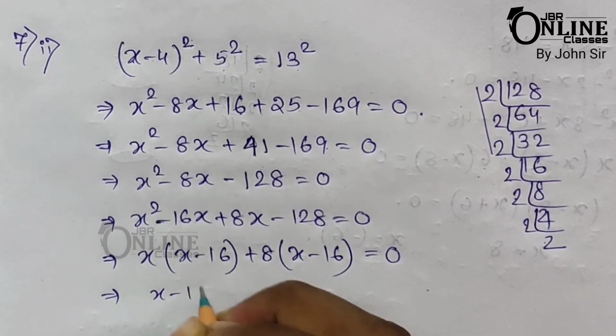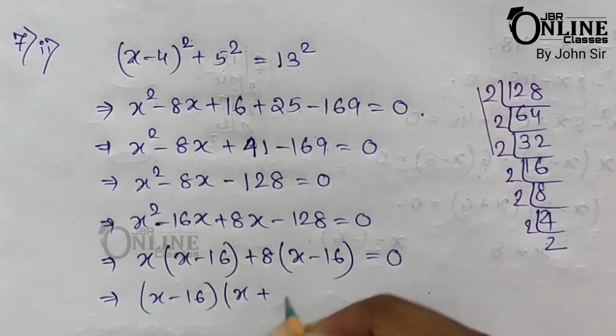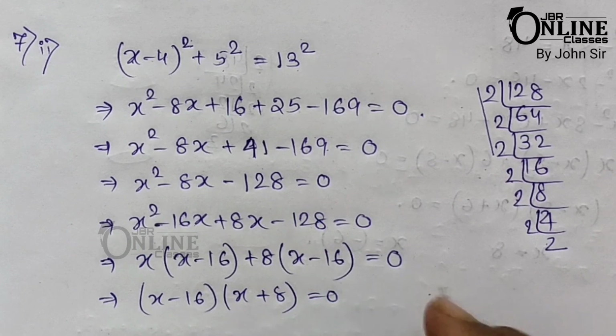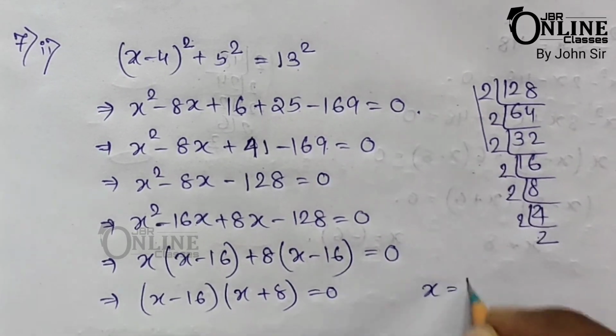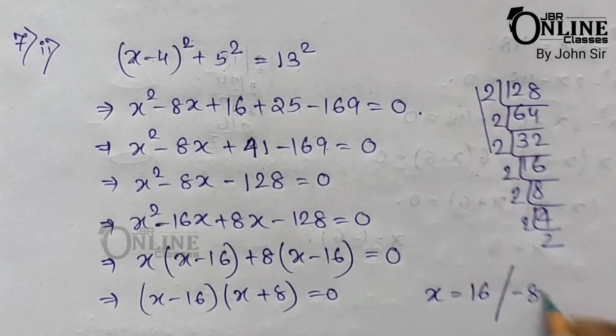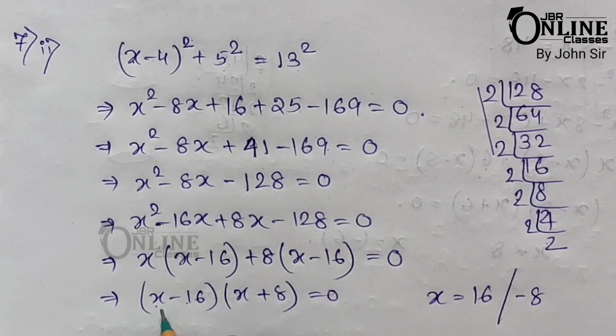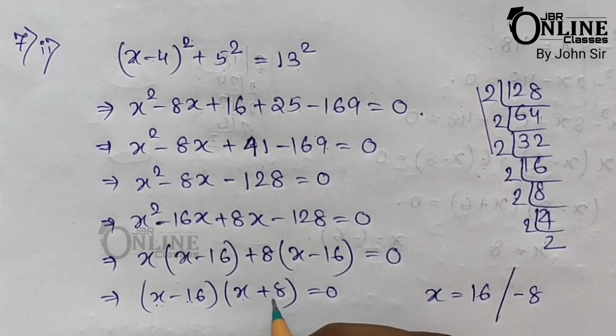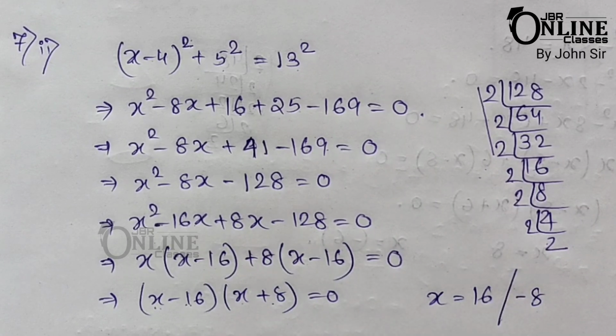So from that, (x − 16)(x + 8) = 0. So here the final answer is x = 16 or −8. x − 16 = 0, so x = 16. x + 8 = 0, so x = −8.